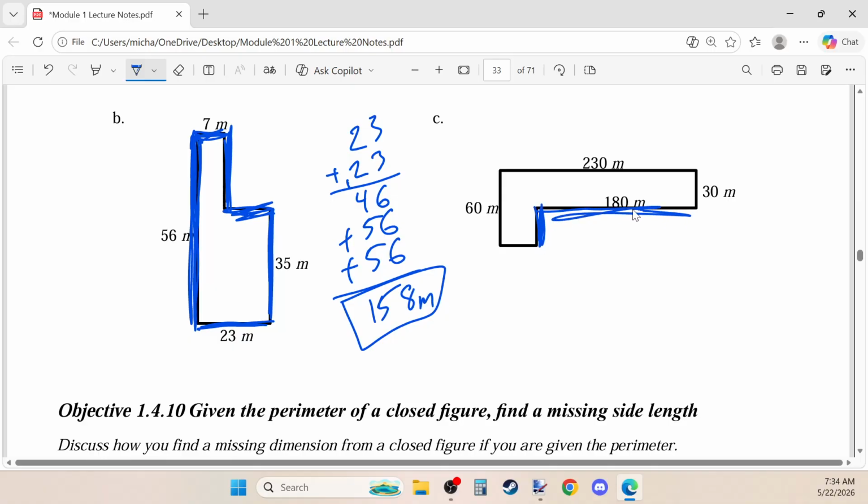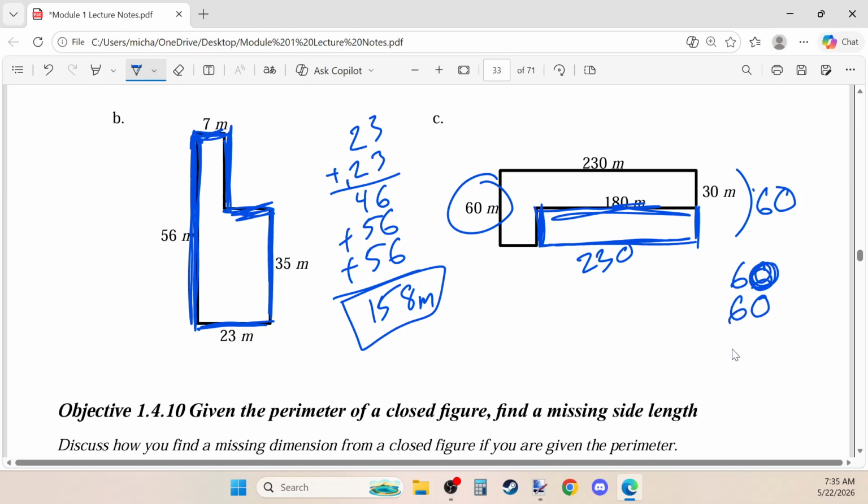This side and this side are the same length as this side and this side, which means we get 60 and 60 and 230 and 230. We can add those together. Six, 12, 18, 1, 3, 5.